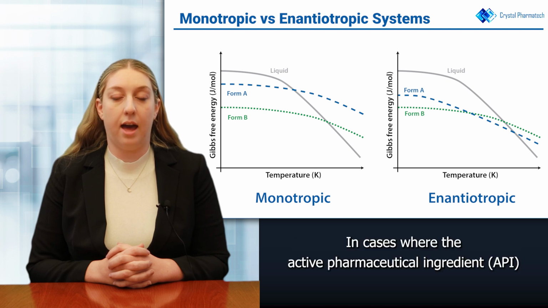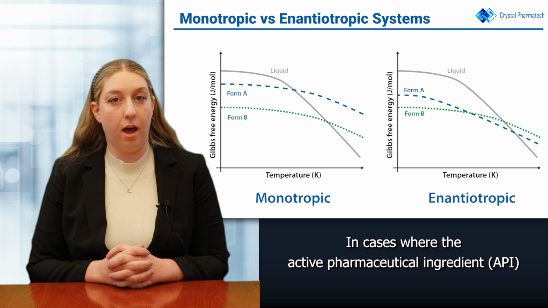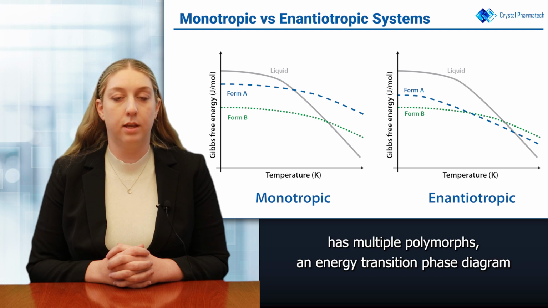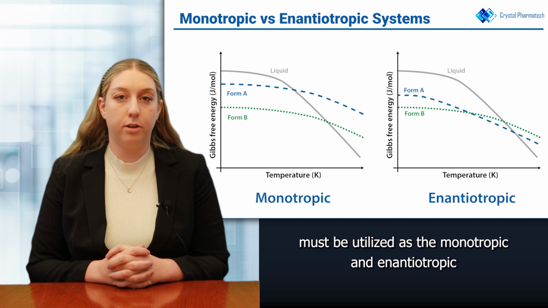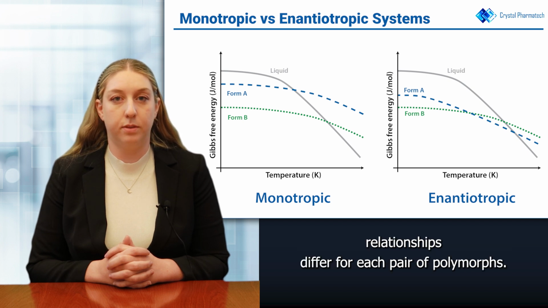In cases where the active pharmaceutical ingredient, or API, has multiple polymorphs, an energy transition phase diagram must be utilized, as the monotropic and enantiotropic relationships differ for each pair of polymorphs.